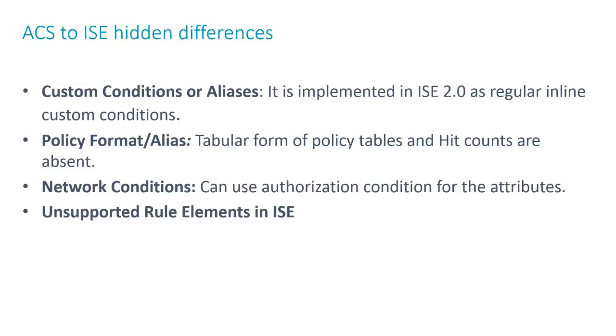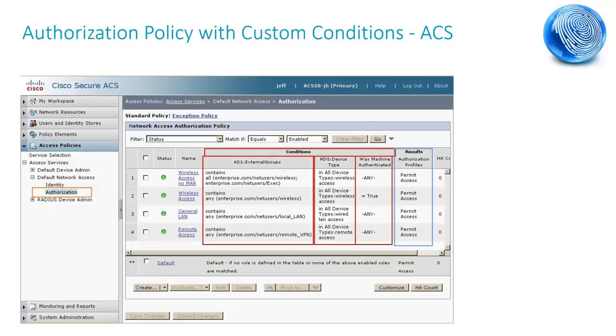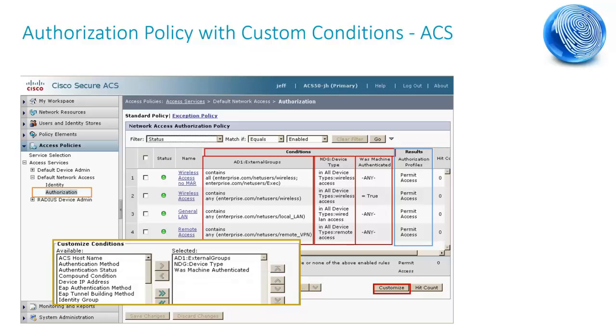Let's take a look at some of the unsupported rule elements in ISE a little bit once we understand more about the top three. So let's first talk about the custom condition, right? So in ACS, if you go to the authorization or the identity policy, you can see that there is a customize button at the bottom right corner. When you click on this customize button, you will be able to customize the condition and move the condition from left to right so that these appear in the tabular column above. It also shows the hit counts in the same tabular format.